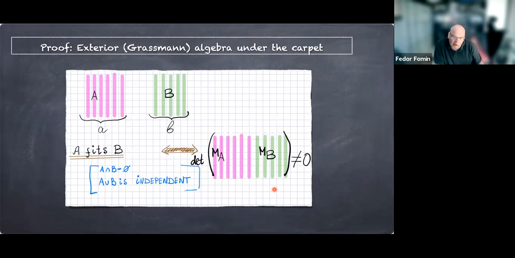In the opposite direction, suppose that the determinant of the matrix is non-zero. First of all, it cannot happen that the matrix has two equal columns, because then the determinant would be zero. So all columns are different. Also, because the determinant is non-zero, and I have a plus b rows and a plus b columns, this is again a full rank matrix, which means that all columns are independent. So this is an easy observation, but it will be very crucial for us.